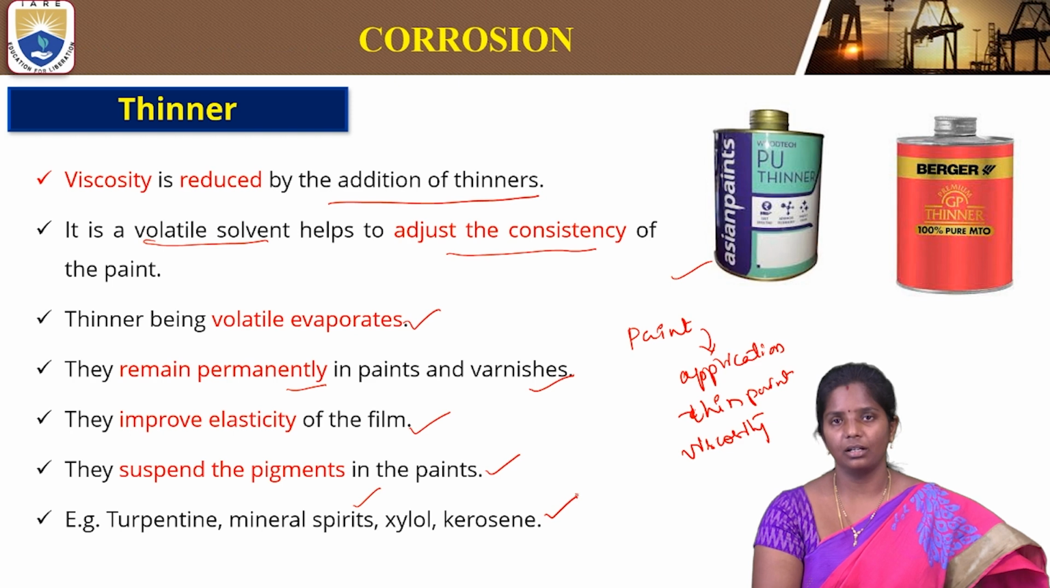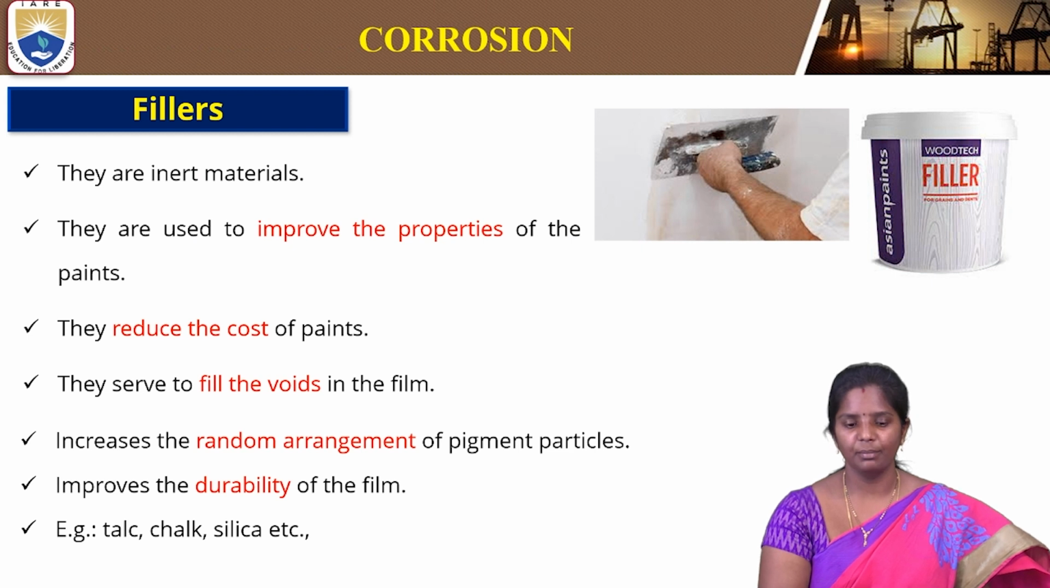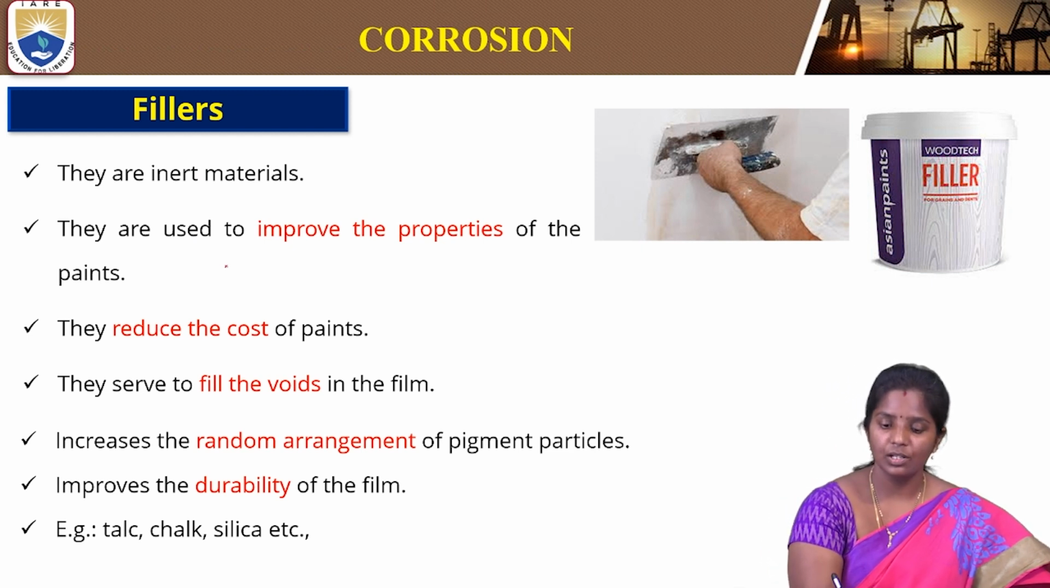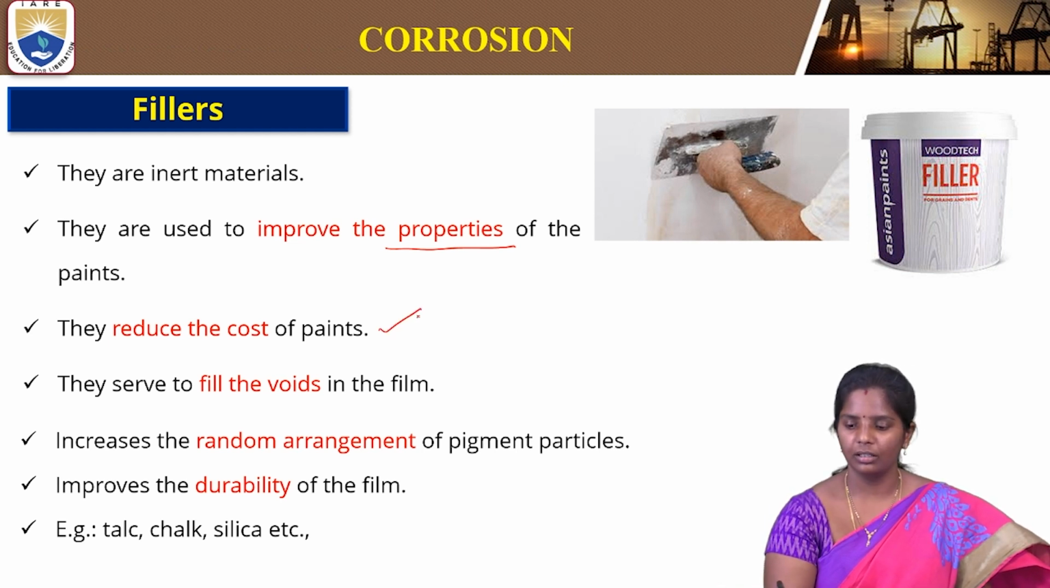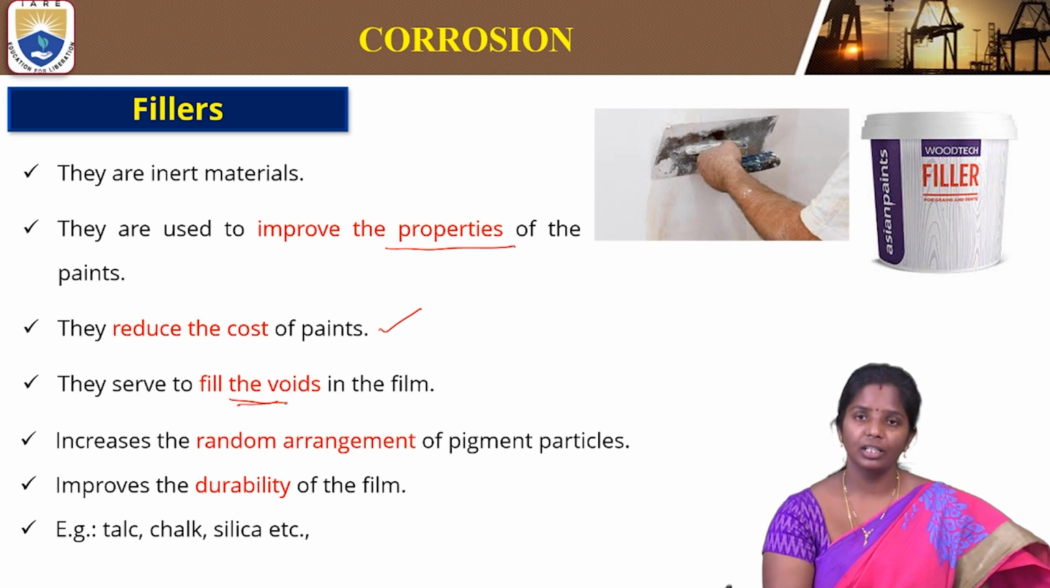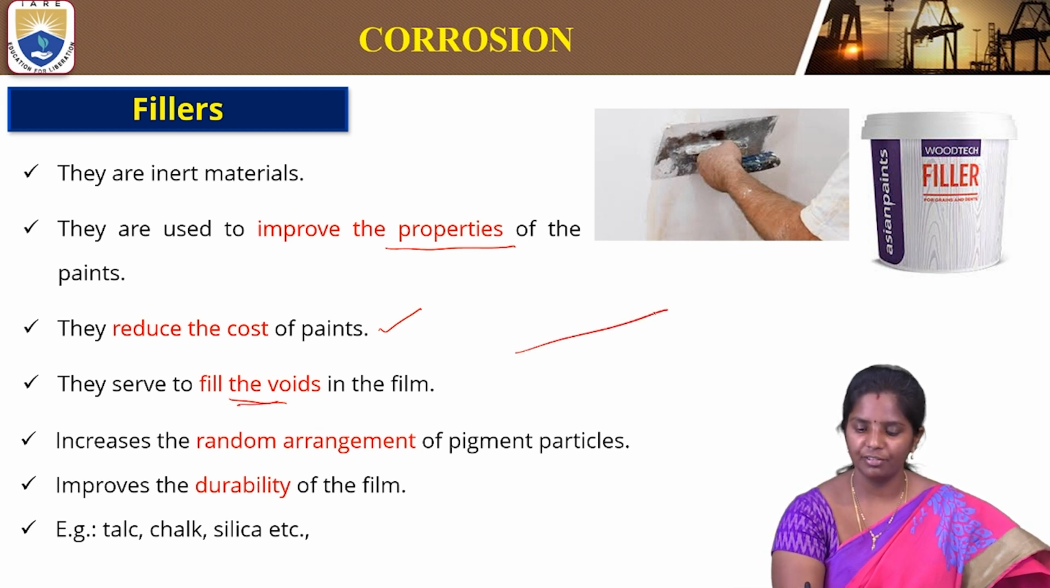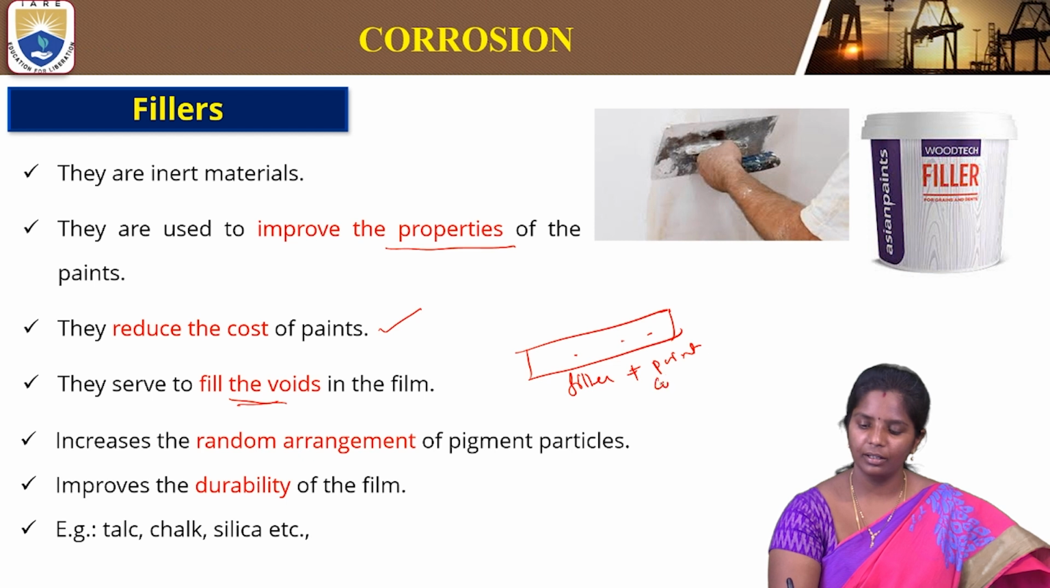These are some of the thinners that are used in paints. Then fillers. What are fillers? These are some inert materials used in the paints, so that will improve the properties of the paints. They also reduce the cost of the paint, and these are generally used to fill the voids of the film. So for example, if we have a metal surface and there are some voids, then applying paint containing fillers will help in filling the voids.